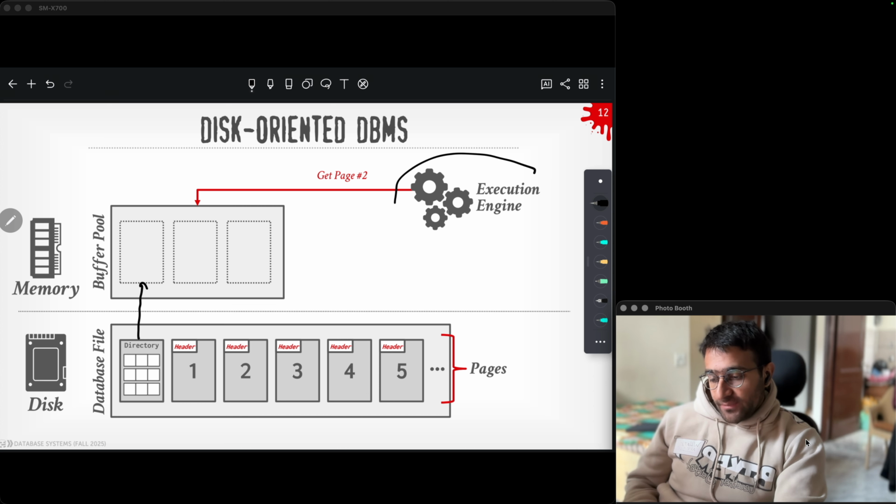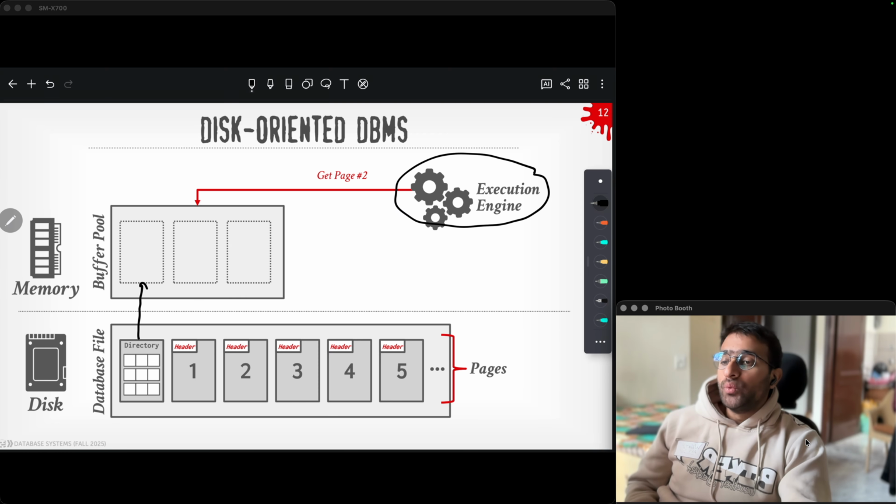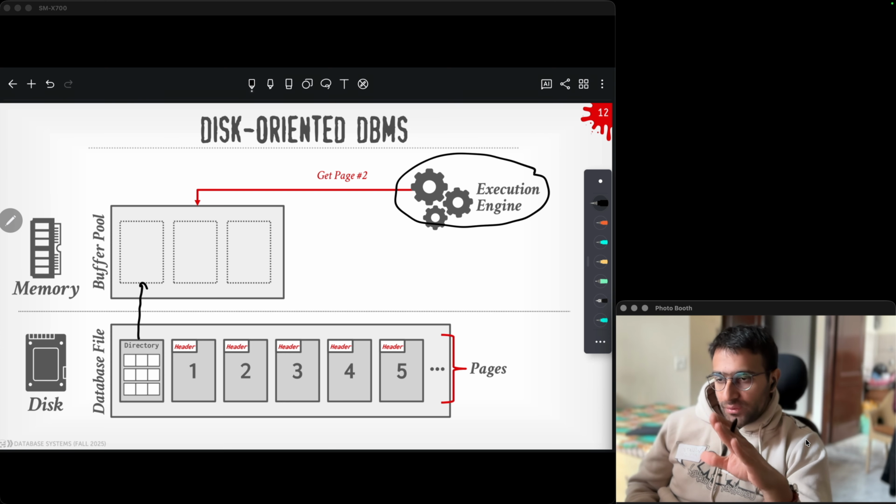Let's say there is some execution engine lying above the whole system, and it is telling my buffer pool that I need to get page 2. We are going to ignore the fact of how it got to page 2, but it's telling my buffer pool that I need to get page 2.